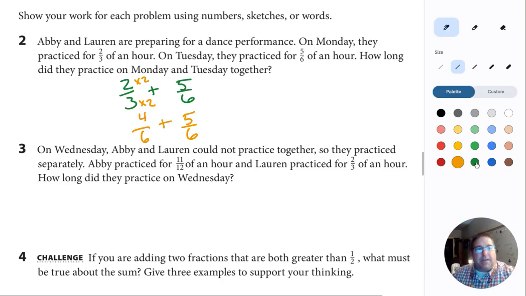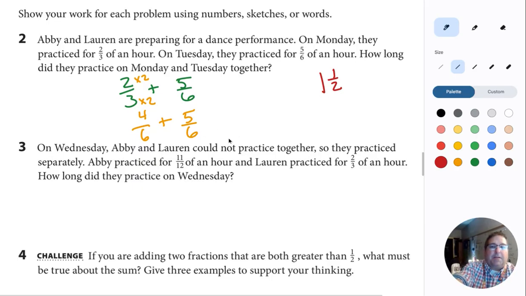Our final answer, if you do want to check your work on this, it's going to be 1 1/2. So show me how you got that 1 1/2. We're not quite there yet. So show me that work just to finish that up.